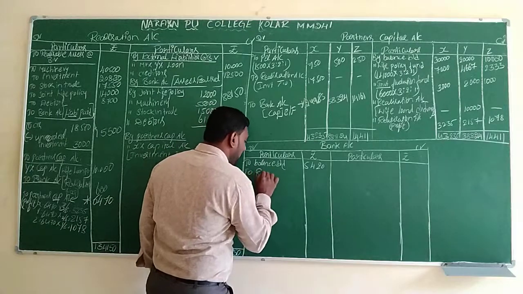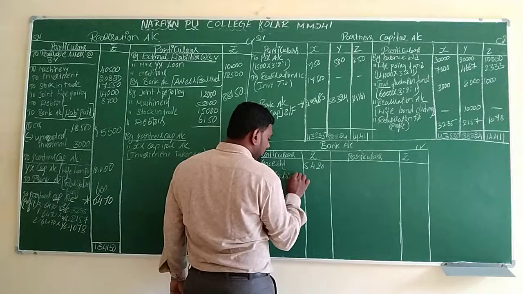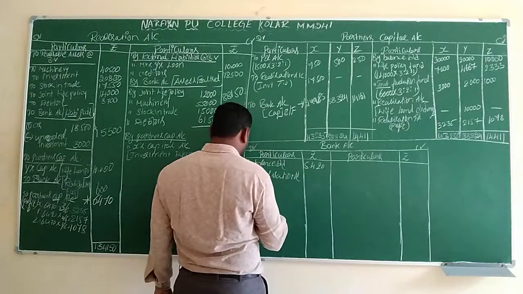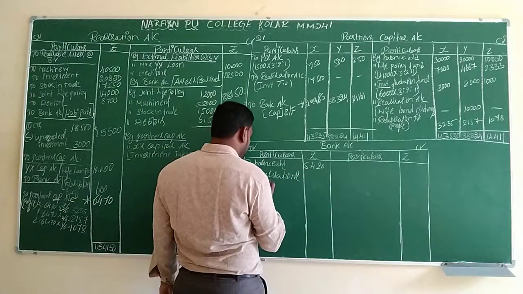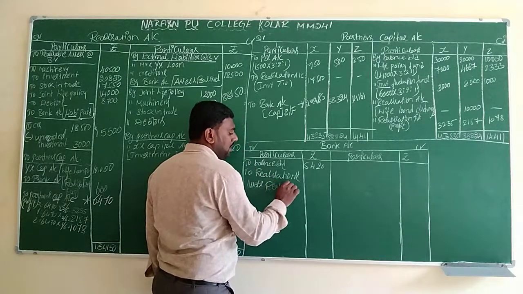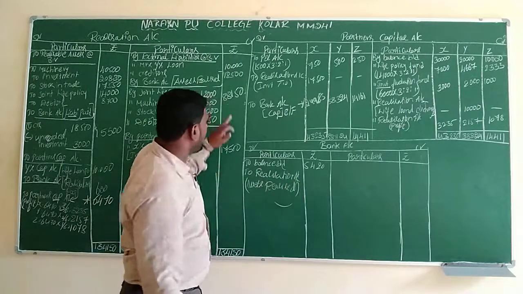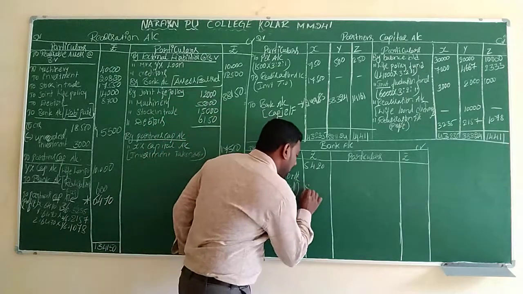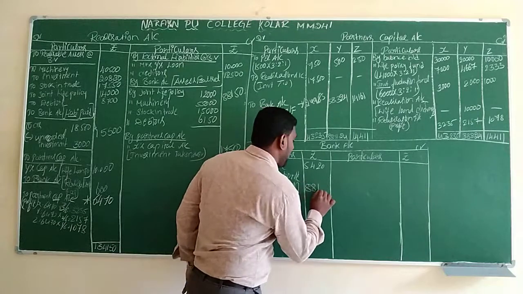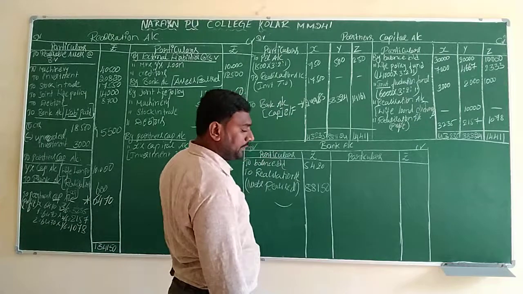To realization account. In brackets, we should mention assets realized. The value of assets realized we should already calculate: 88,150 rupees. Already we have to write that one.